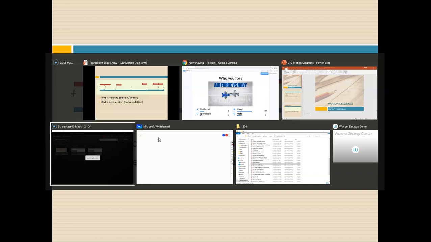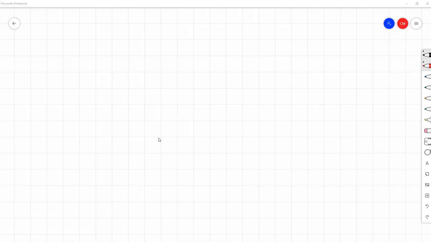Let me bring up my whiteboard here. Let's start off with the velocity arrows. So I'm going to draw, let me do it in blue. So that's the first velocity arrow, then the next velocity arrow, then the next velocity arrow. So your velocity arrows should stack to look like that, correct?